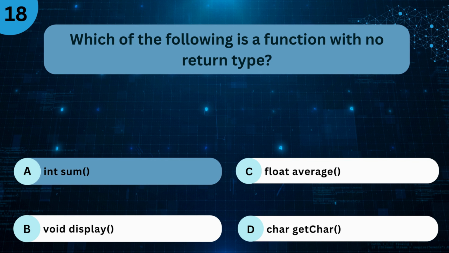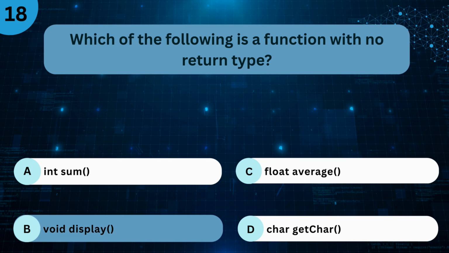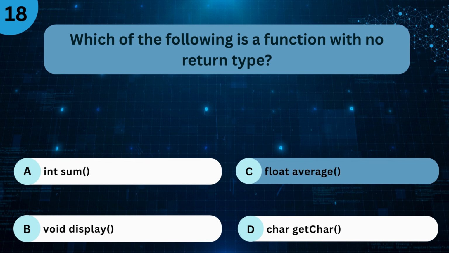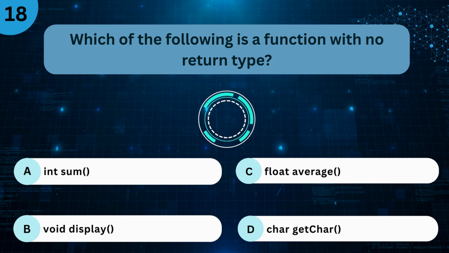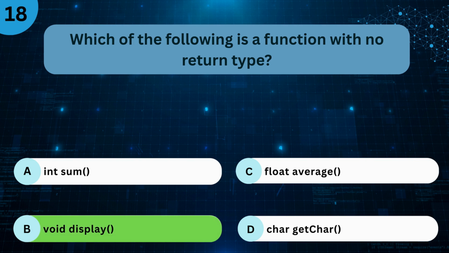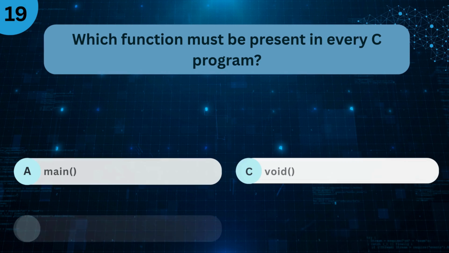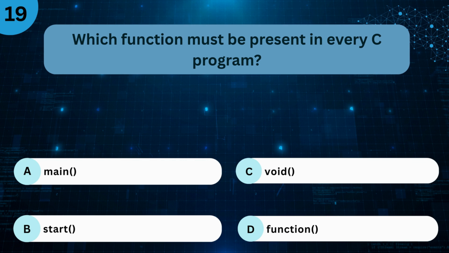A. int sum(). B. void display(). C. float average(). D. char getchar(). The right answer is B. void display() function. Which function must be present in every C program?